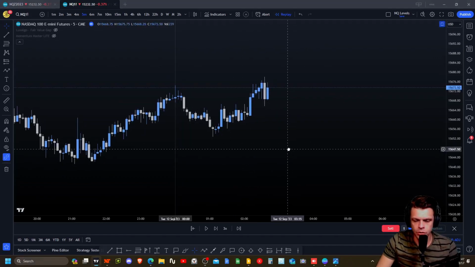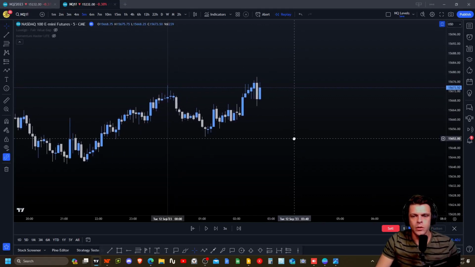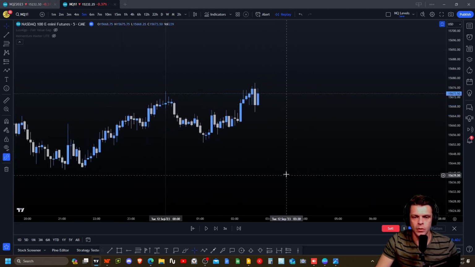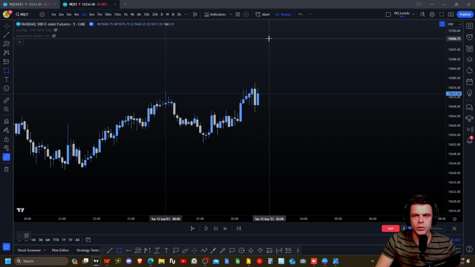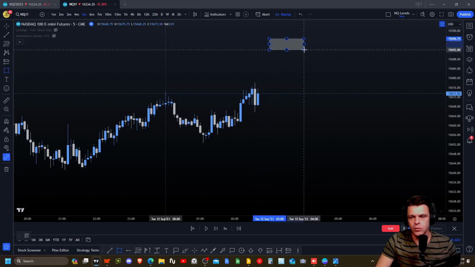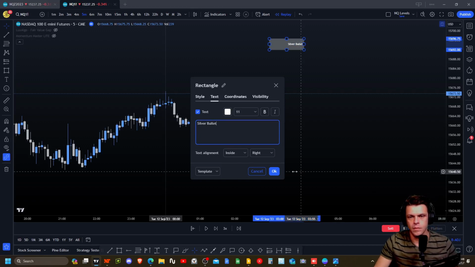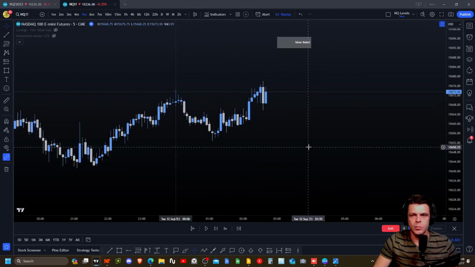Okay, this is the first example of the ICT London Silver Bullet Strategy. Right before 3 a.m., you are going to be coming to the chart. You want to mark off, using a box, 3 to 4 a.m. Silver Bullet. All right, so now we observe what price action is doing.